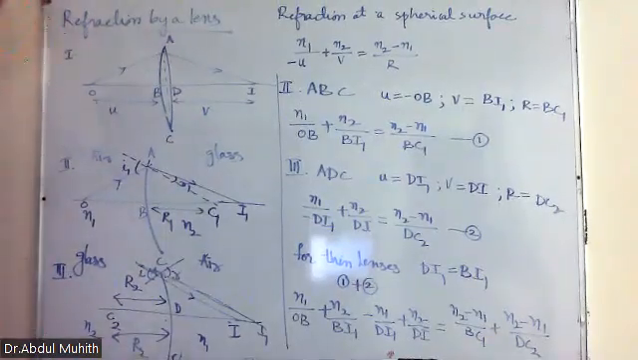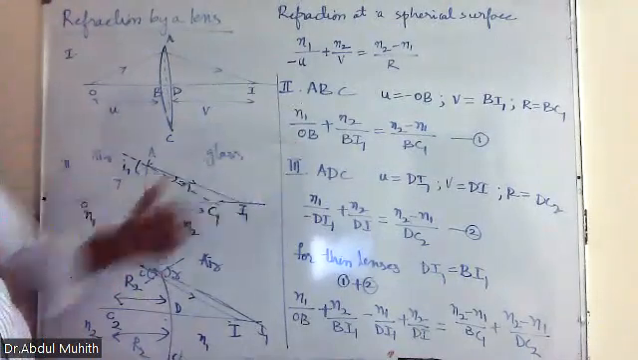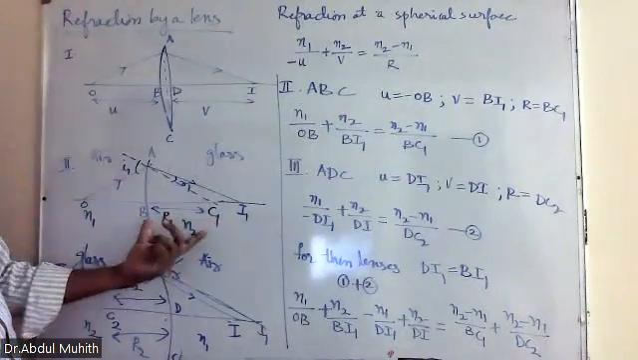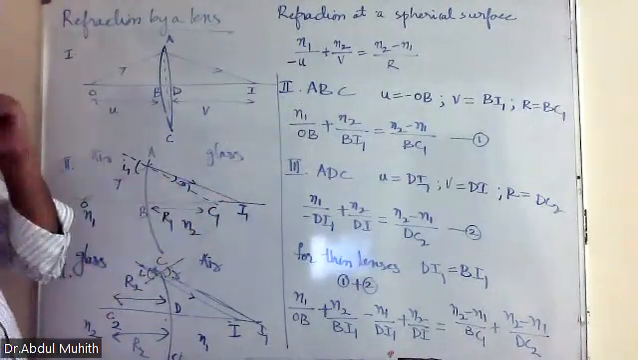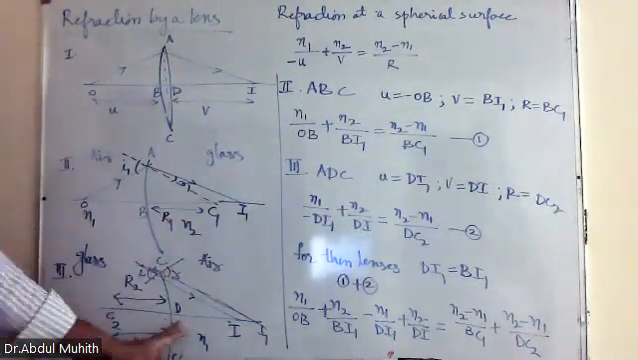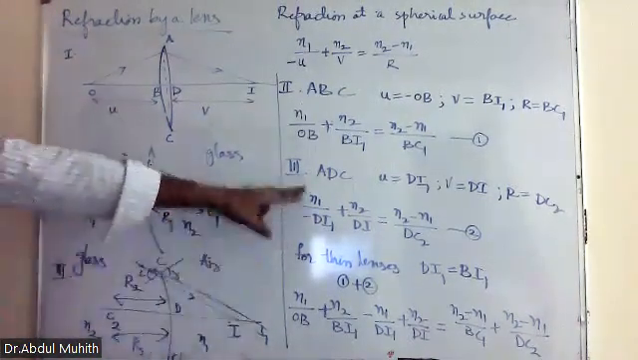See, when we apply this formula for this diagram, we get this one. N1 by OB minus of minus will become plus minus OB. N2 by BI1 equal to N2 minus N1 by BC1. Next one is ADC. What is the formula? U is equal to DI1, because this is the object distance and this is the image distance, R is equal to DC. Substitute in the formula, then we get the second one.